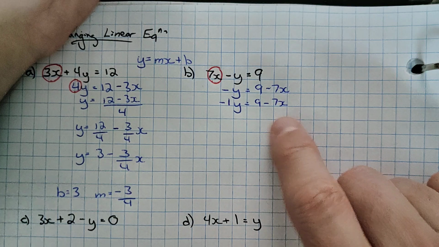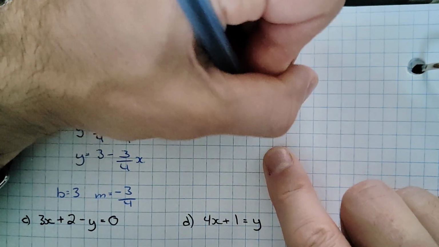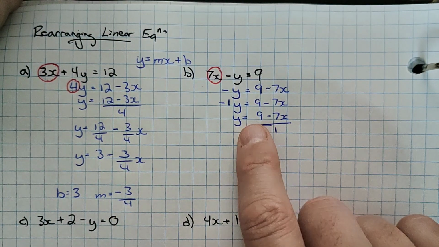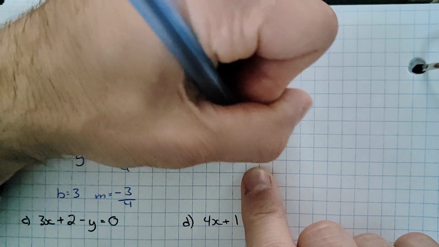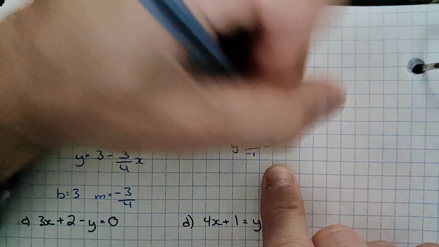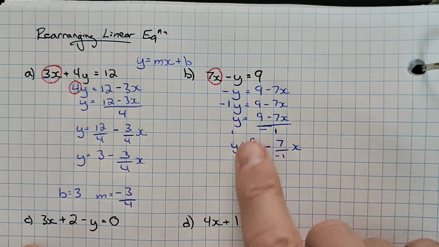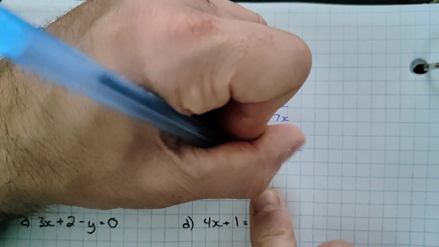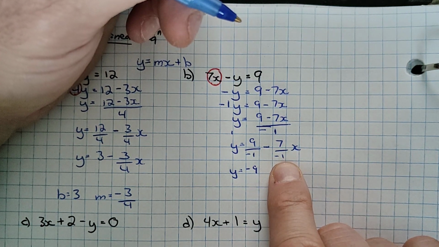Meaning we can divide both sides by negative 1. So we get 9 minus 7x over negative 1. And then, just like this one, we can break that 1 between the two numbers. So we'd get y equals 9 over negative 1 minus, again, taking that middle sign, putting it down, 7 over negative 1x. Positive 9 divided by negative 1 leaves us with a negative 9. 7 divided by negative 1 is negative 7.